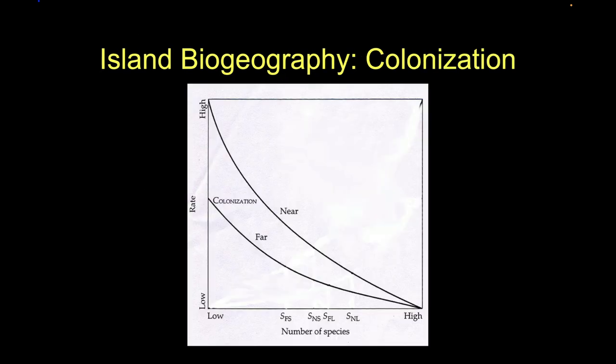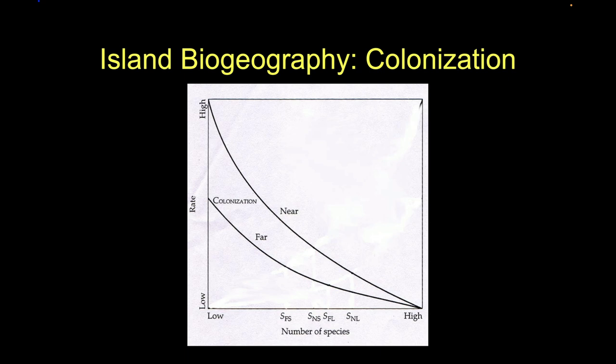Okay, so here's what we're talking about. Here is island biogeography in terms of the addition side of the equation, right? So on the addition side, we have number of species on the x-axis going from low to high. And note on the y-axis, this is a rate. Make sure you jot down in your notes, this is a rate, a change over time, okay? And that rate is going to go from low on the bottom to high on the top.